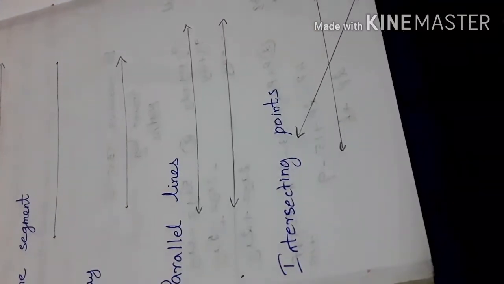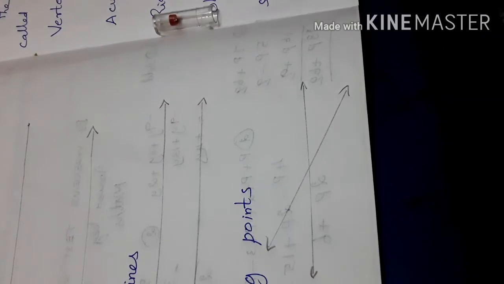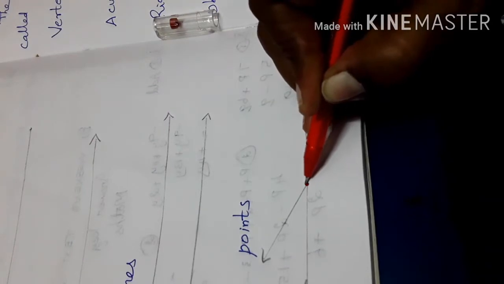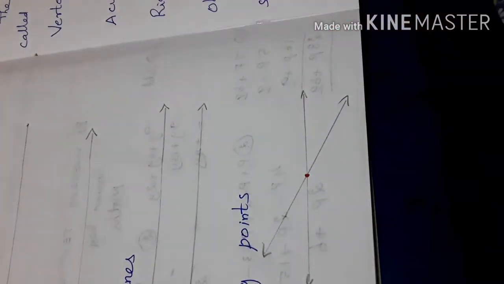Next, intersecting points. When two lines are intersecting, one line is above and we draw another line where it will intersect. This point is called the intersecting point.